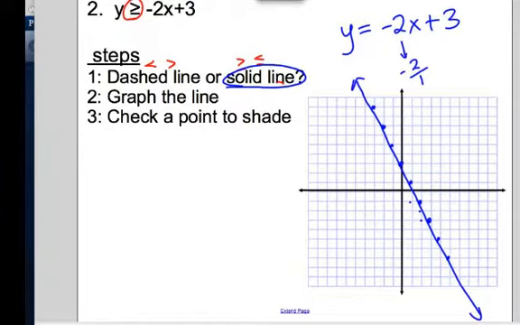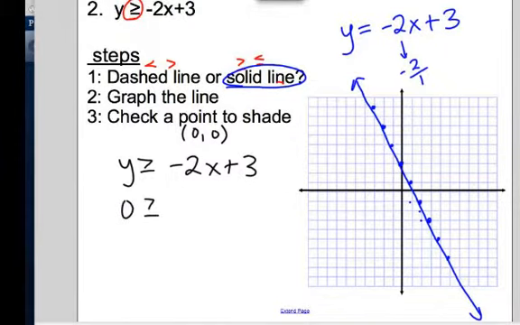So now I'm going to test a point. I graphed the line, now I'm going to check a point. Remember, 0, 0 is a good one to test. You can't always test it, but why not when you can? So we're going to plug it into our inequality and test if 0, 0 works. Take a look at your graph. 0, 0 is to the left, right over here, and we're going to see if 0, 0 is a solution.